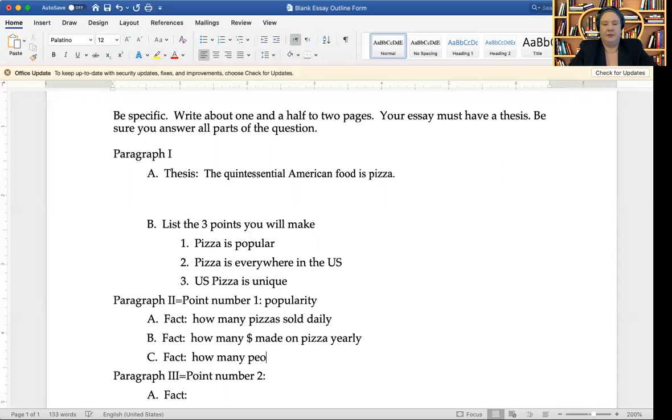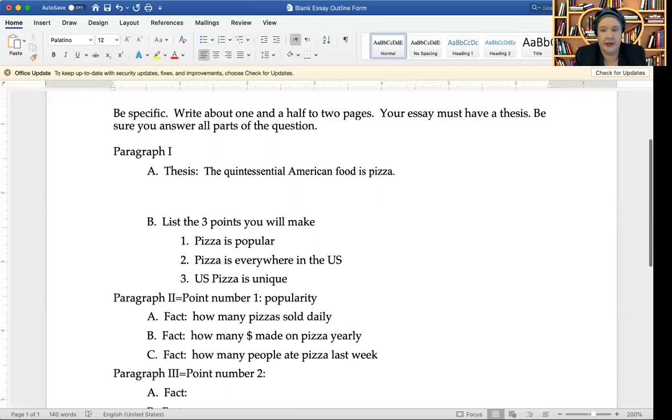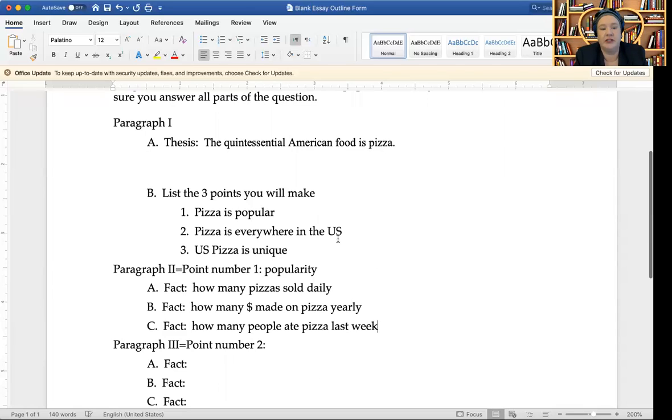How many people ate pizza last week? Those are all specific facts. Even if I hate pizza, I cannot argue with specific facts like how many people in the US ate pizza last week. Clear and specific facts. So of course, point number 2, pizza is everywhere in the US.